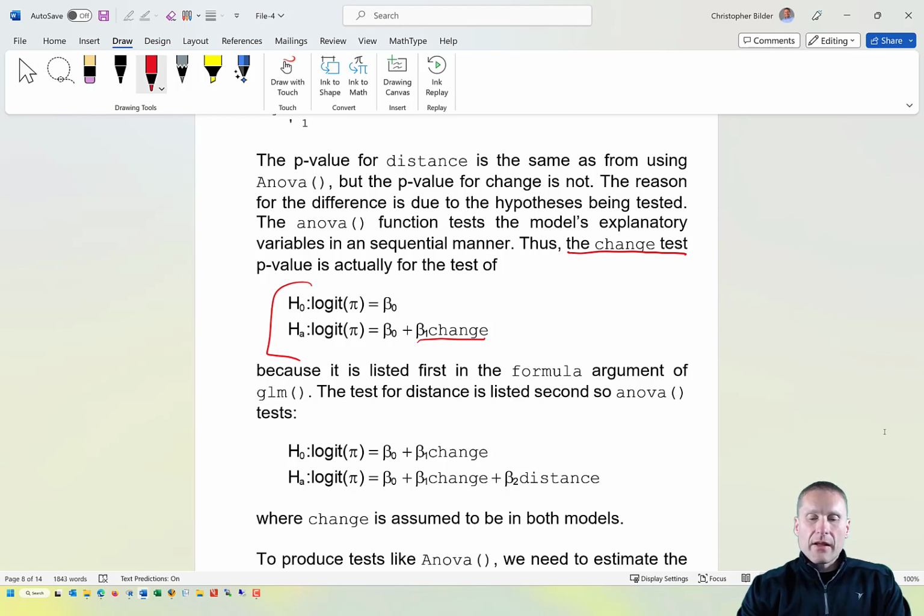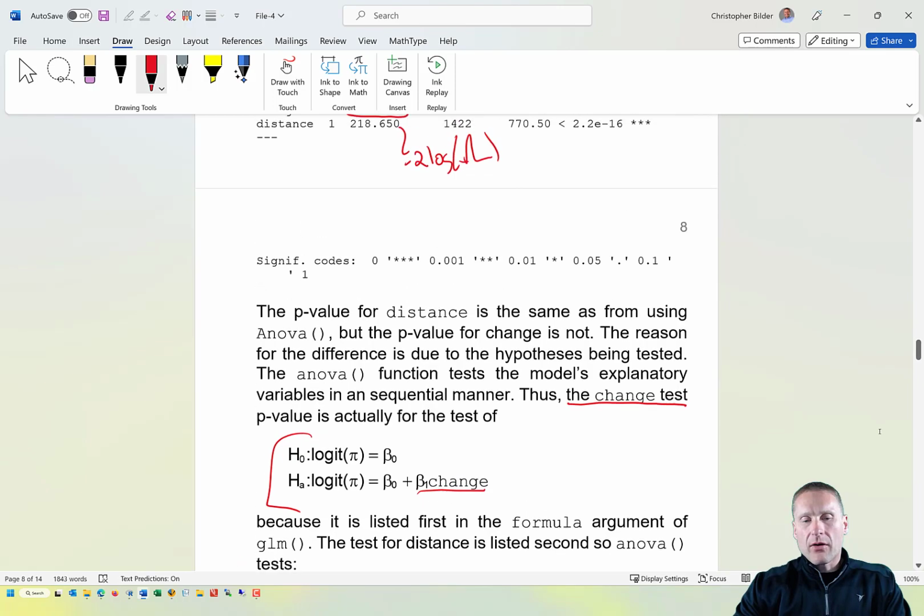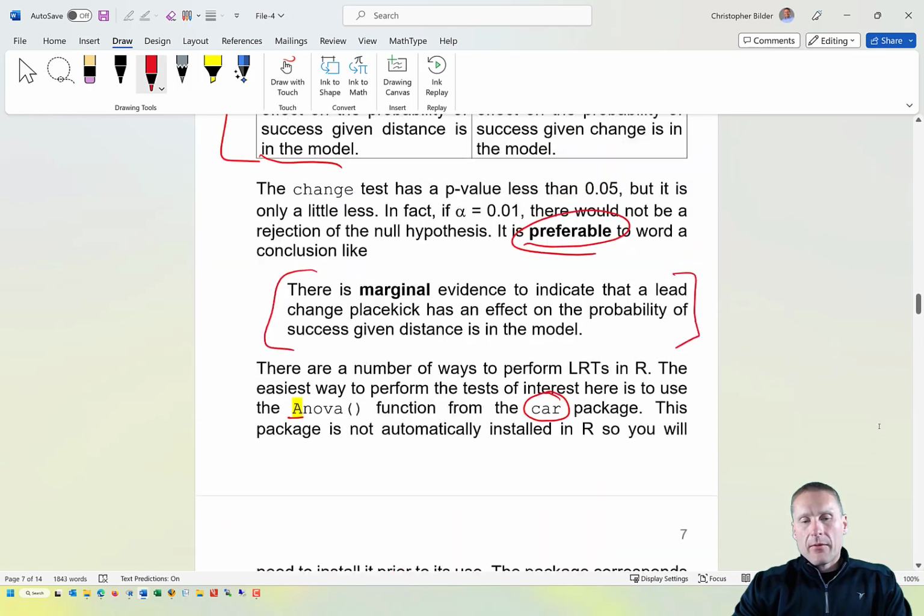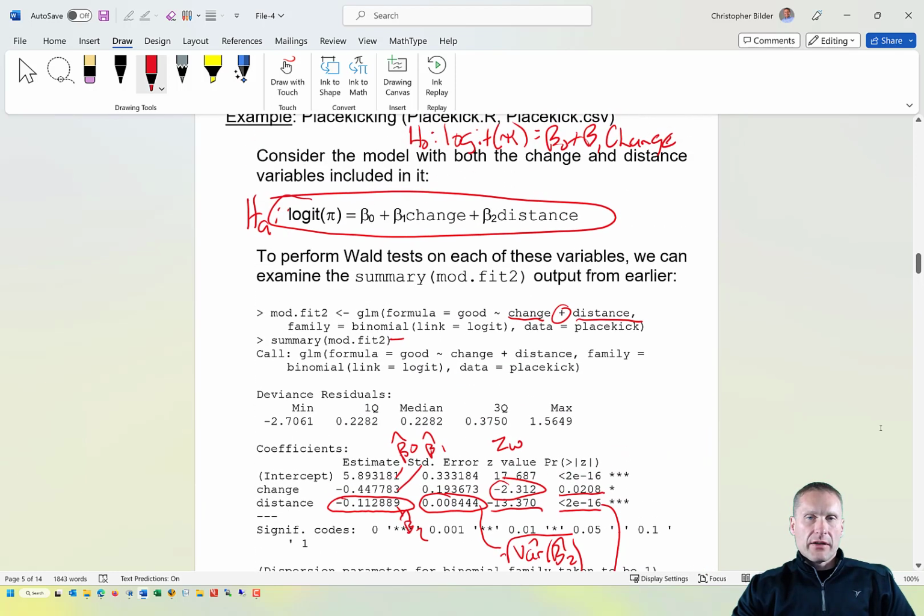Then the second test that we saw for distance has change in the model for the null hypothesis, and the alternative hypothesis has both change and distance. And so what happens here is that the way the little anova function works, it takes into account the order that you put these variables in and performs a set of, you could say, sequential hypothesis tests depending upon the order. So that's why we see change first with a smaller model, and then when we did the distance test, we automatically had change in the model itself.